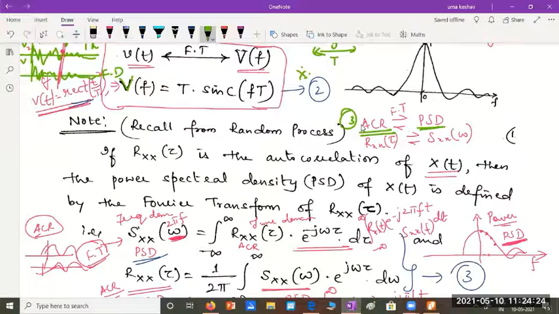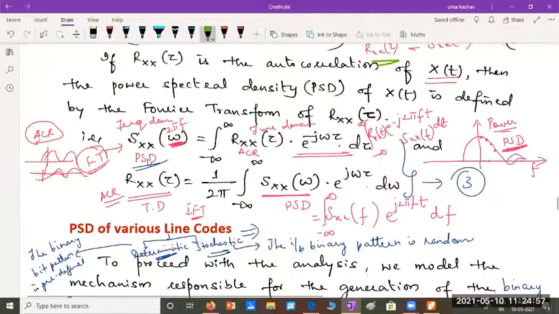So please remember, we will be finding the autocorrelation function of the line code first, and then we will convert it into its power spectral density by finding the Fourier transform of the autocorrelation function. ACR function is defined in the time domain and the power spectral density is defined in the frequency domain. So if I have to find the frequency domain expression of ACR, I should use Fourier transform. That is what we have represented here, the equations for the conversions between ACR and PSD functions.